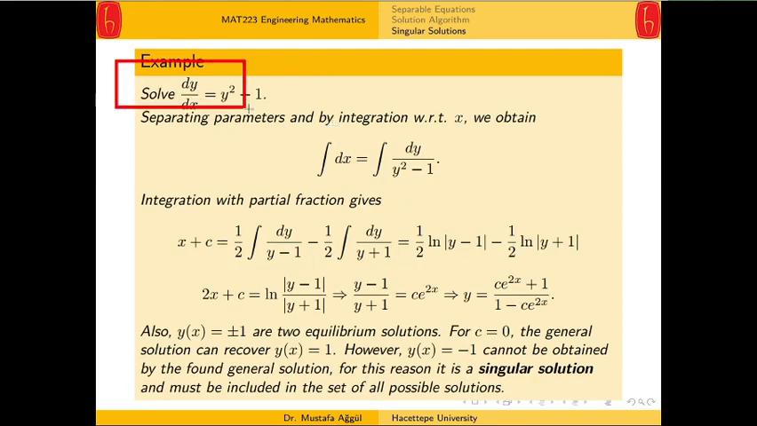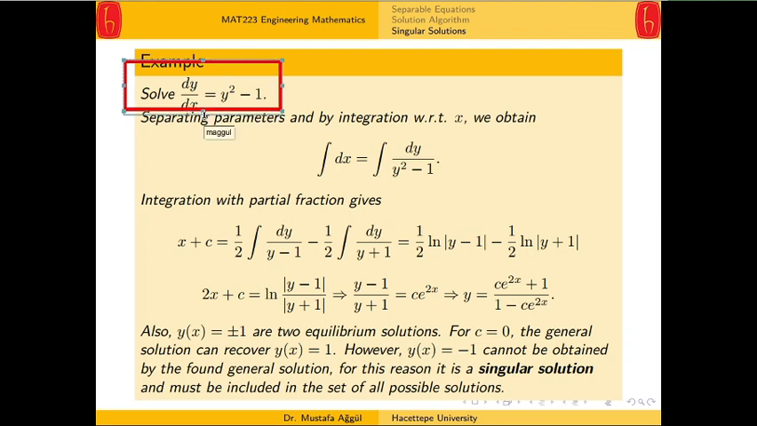Next, we have another example. In this particular example, we need to solve dy/dx is equal to y squared minus 1. If you remember from the last lecture, this is an autonomous equation, right? An autonomous differential equation, first order.